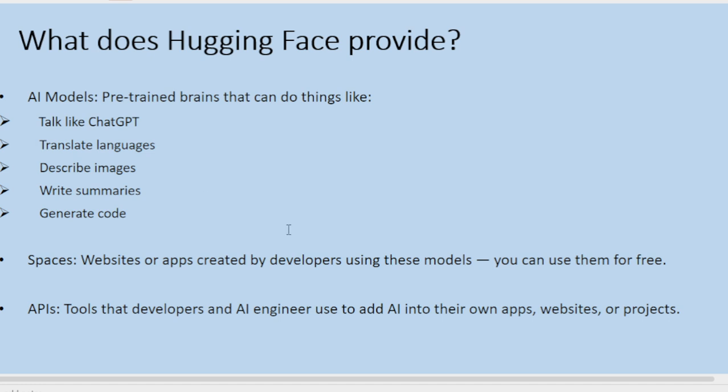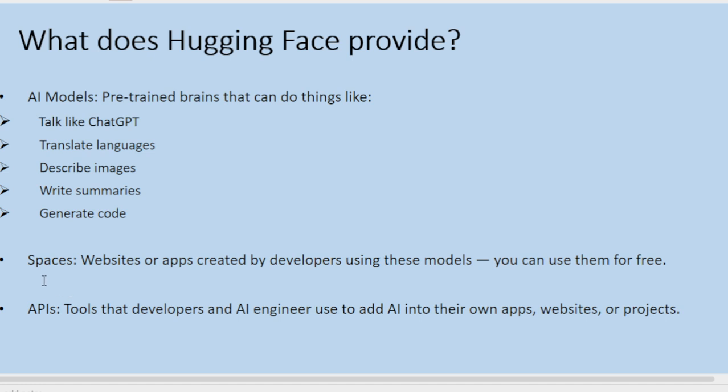So what does Hugging Face provide? AI models, pre-trained brains that can do things like talk like ChatGPT, translate languages, describe images, write summaries, and generate code. All NLP, natural language processing tasks can be done by Hugging Face models. These are large language models which you can use in your application.